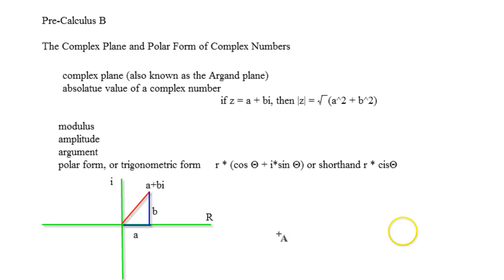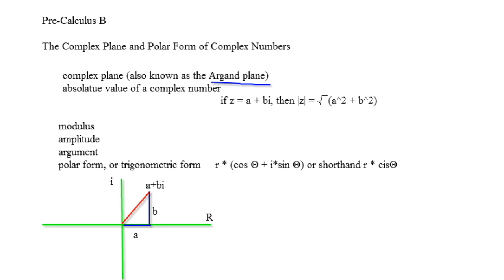in that it has two axes, except in this case it's going to be a real number axis and an imaginary number axis. And when you're graphing a point, you're going to go to the right on the real axis and then go up and down for the imaginary axis, and there's your actual point. So this would be a plus bi. Now it's also known as the Argand plane, so that's kind of cool knowledge to know.